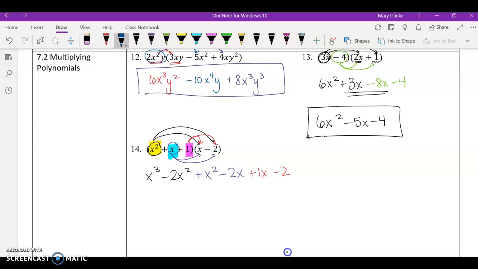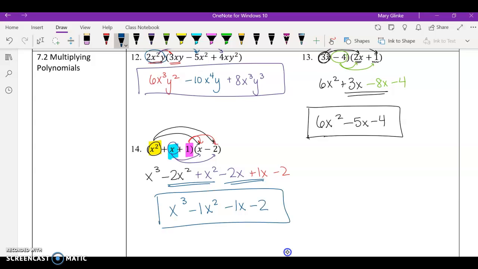After you distribute all of that, now it's an issue of combining like terms. So we have x cubed, a negative 1x squared, a negative 1x, and a negative 2. This would be our final answer.